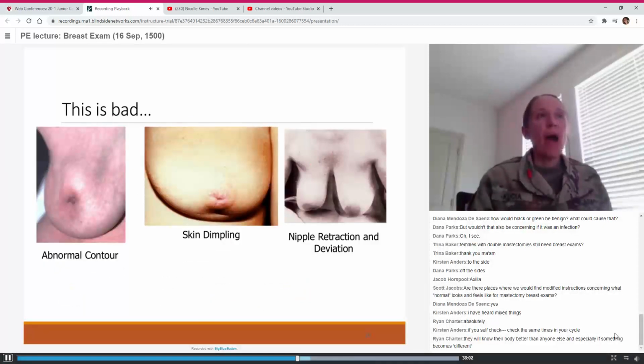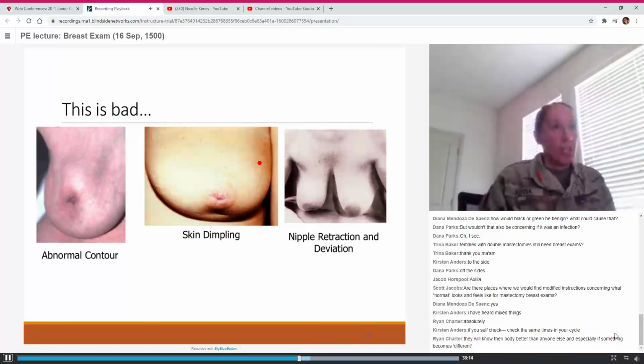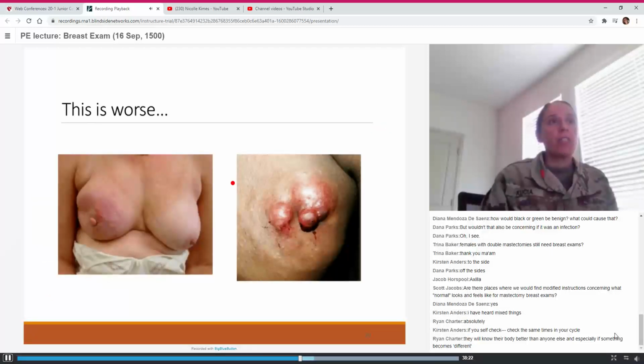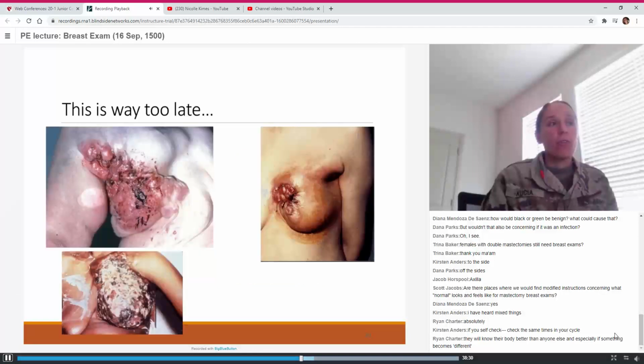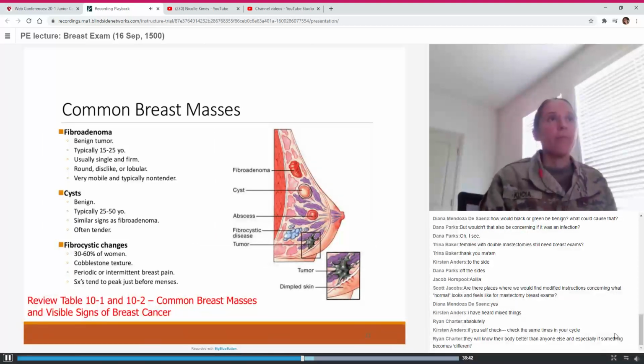This is bad. This is that retraction, dimpling, abnormal contour. This is why we have the patient go through those series of maneuvers, seated and with various arm postures, right? This should concern you for an underlying problem. This is way too late. This person should have come in a long time ago. Oh my goodness. This should not be at their annual well woman. Like, no, ma'am. All right.